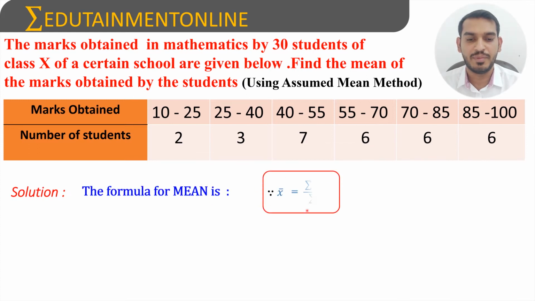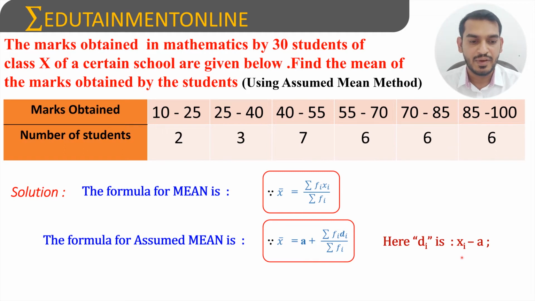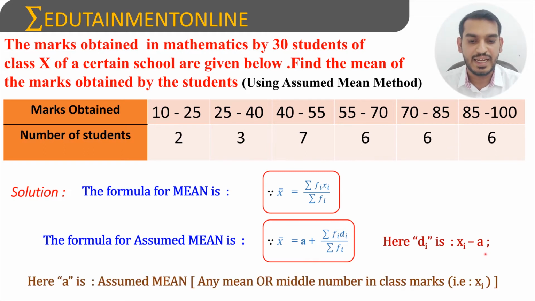So the formula for mean is sigma of fi xi by sigma of fi. The formula for assumed mean is a plus sigma of fi di by sigma of fi. Here di is xi minus a, where xi is the class mark and a is the assumed mean, or any mean or middle number in the class. So di is the difference of the class mark and the assumed mean.